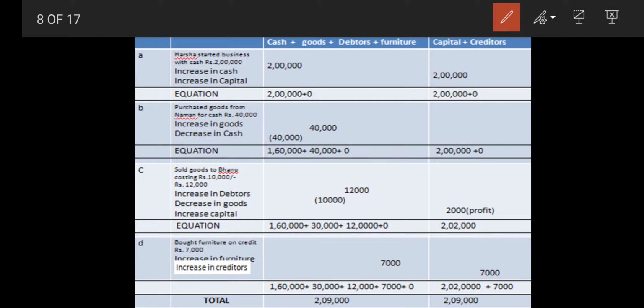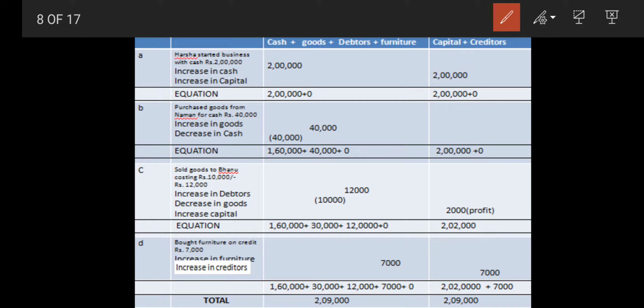Coming to the third transaction, sold goods to Bhanu costing 10,000 for rupees 12,000. So here what is happening in the sum? Sold goods to Bhanu costing 10,000 for rupees 12,000. So it is very much understood that your goods decrease by 10,000. Here the name of the party is mentioned. When the name of the party is mentioned, it is implied, it is understood.